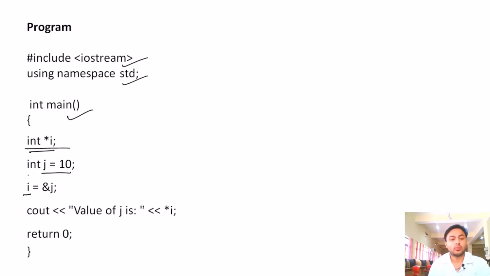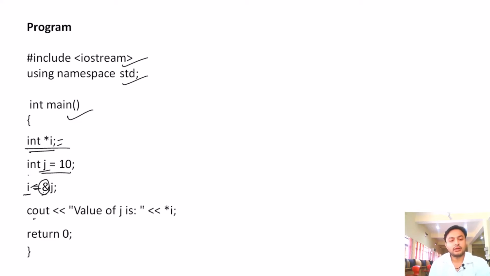Now this pointer is assigned the address of this variable j. For that you have to use this address operator. In a reference variable we assign during the declaration time, but in a pointer there is no need to assign at the declaration time. It is not necessary.